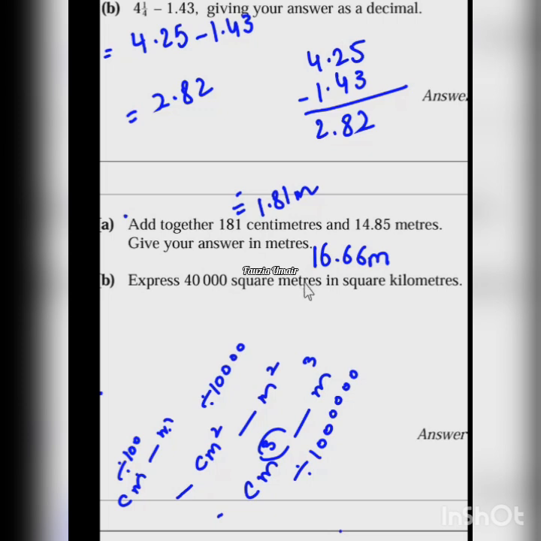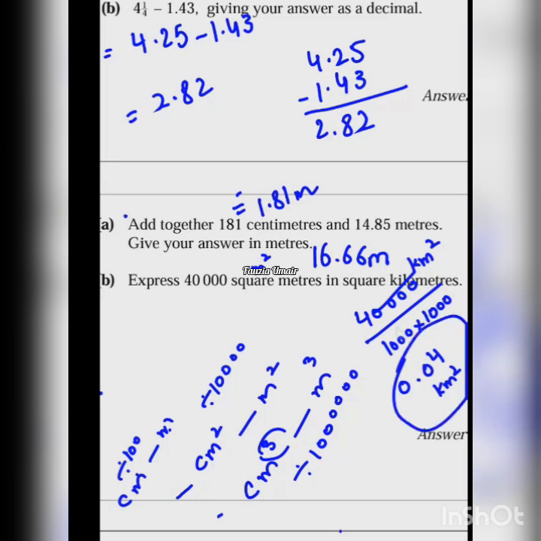40,000 square meters. Don't be confused by this square meter, it means meter square. And you have to change it into kilometer square. So 40,000 will be divided by 1 million. 1000 once to change into kilometers, and a second time for the square. So total 6 zeros, giving 0.04. That's right. 0.04 kilometer square. This will be your answer. Just a 1 mark question. Right?